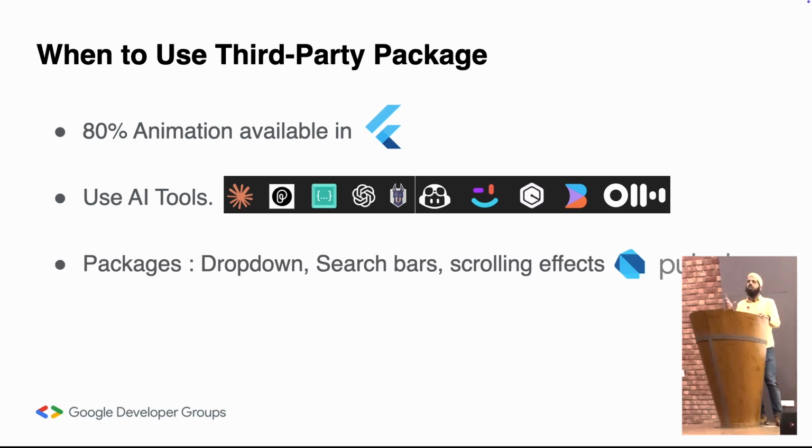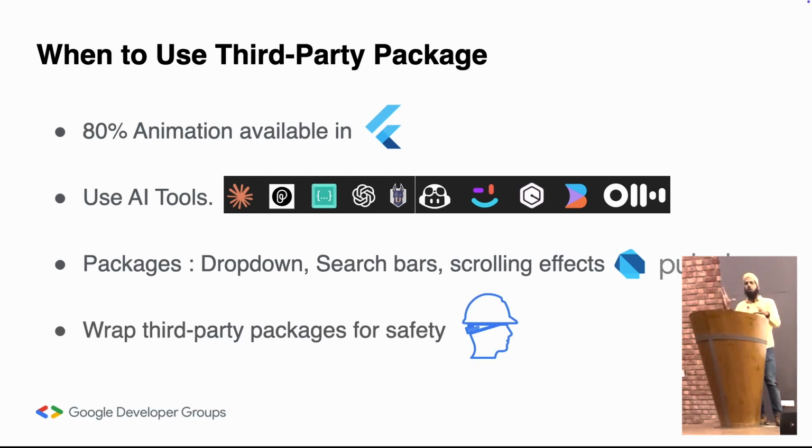And if you are looking for some common UI element like a drop down, search bar, or scrolling effect, just find a package that's already there and use that. Most of them you will find. And then if you want to have additional safety, just wrap those into different classes, similar to how we did for wrapping the material app, like fancy button and fancy avatar.